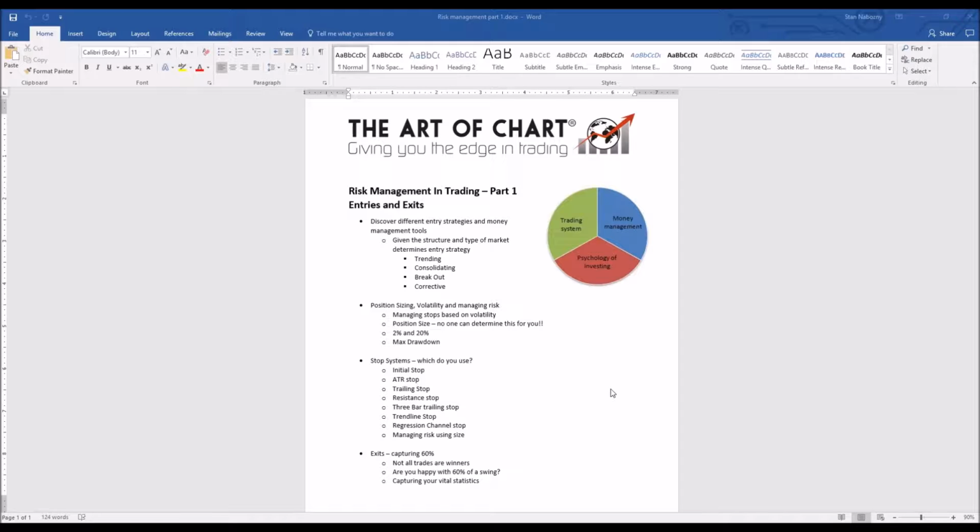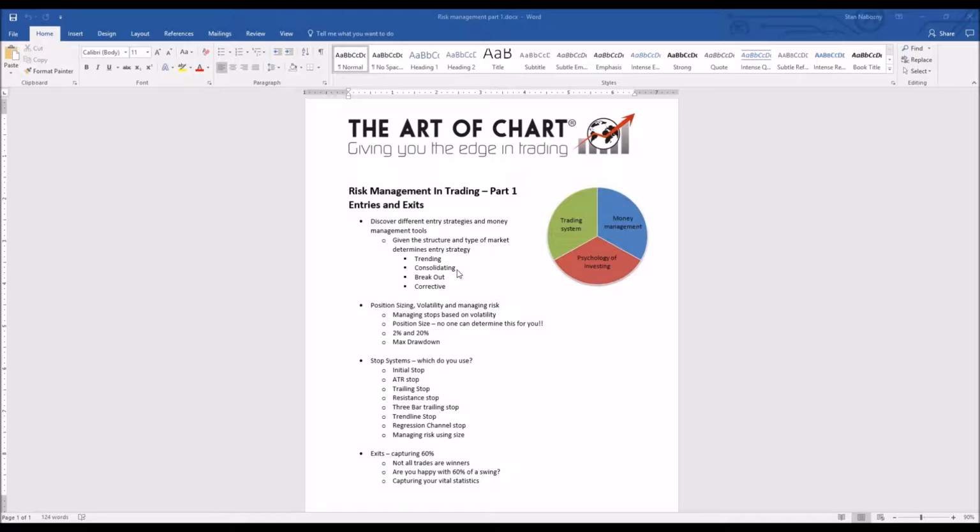And for today, we want to talk about the different types of entry strategies and the different types of money management tools depending upon the type of market structure that you're in. So, for example, do you trade a trending market the same way you trade a consolidating market? Do you think about your stops the same way? Well, I wouldn't recommend that.